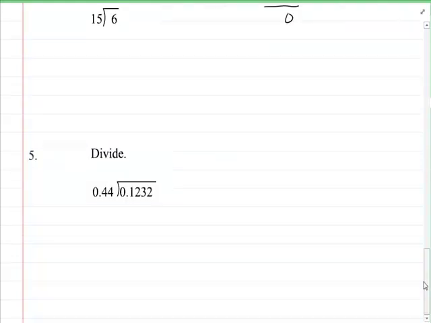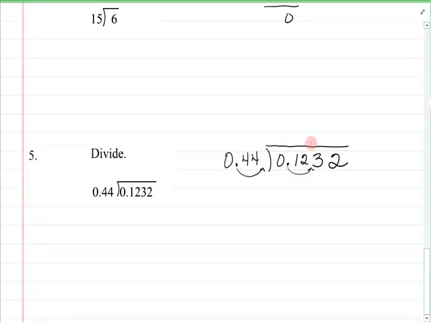All right, let's do one more. We have 0.44 into 0.1232. This is not a whole number, and I need it to be a whole number, so I'll move it 2 places. So I will move this one 2 places, take the decimal straight up. Now I'm dividing by 44.